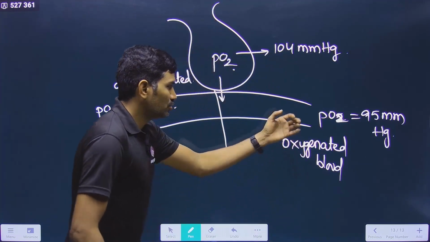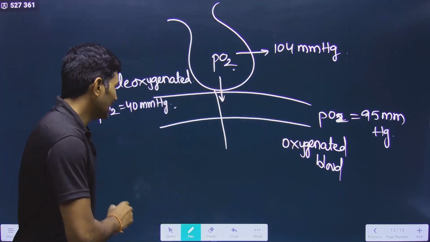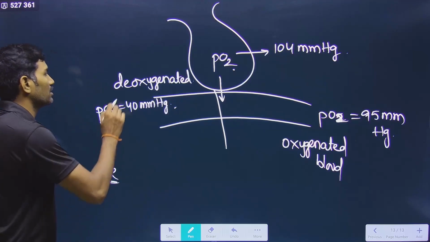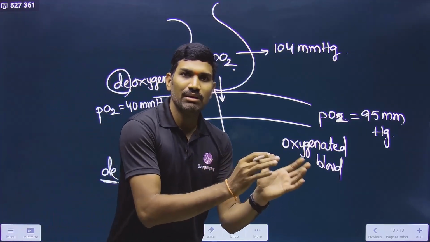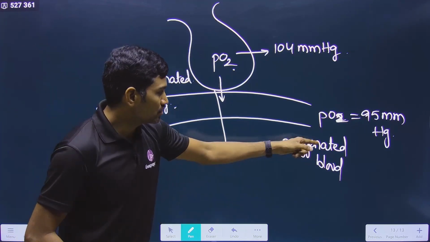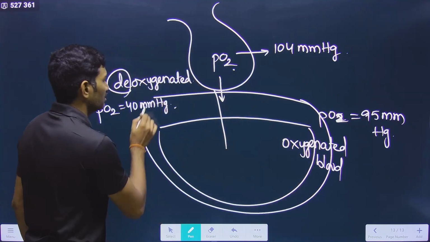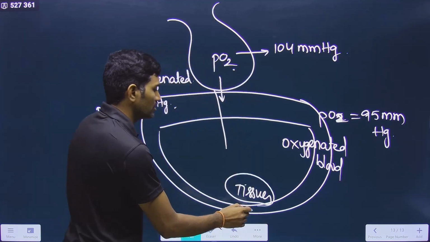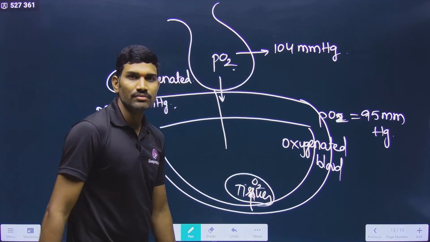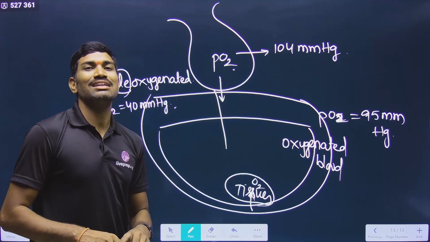At the tissues oxygen is used up. So once it is used up, de means what? De means removal. Oxygen is removed, not completely removed, some amount is removed. It is going to the tissues, so that now again it is converted into deoxygenated blood. At the tissues we use oxygen, so once oxygen is removed, it is called deoxygenated.